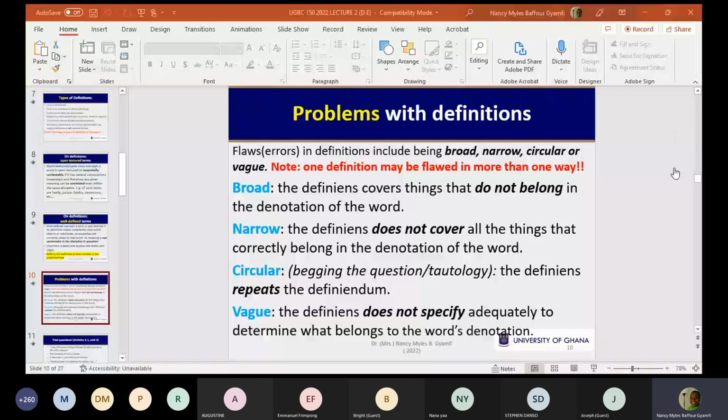Let me see if I can allow mics again. Okay. Now, if that is fine, I can take another question. Thank you, Joseph. Nana, please put your hand down. Yes, sir. Madam, how is a question ostensive? An example of an ostensive question.